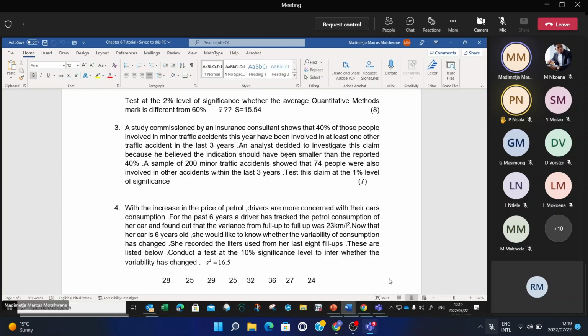Now we've given you the variance here. So here you're testing the hypothesis for variances, but I've given you the sample variance here as 16.5. Please use that for your sample variance.